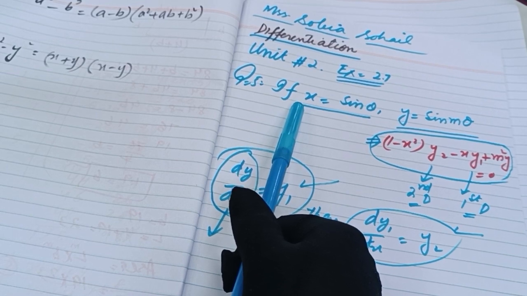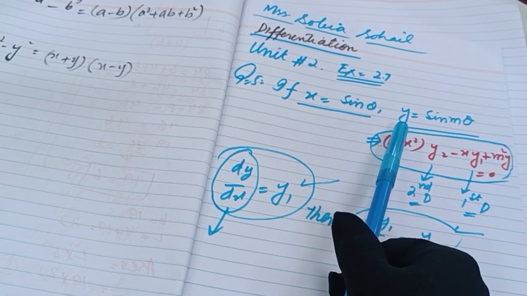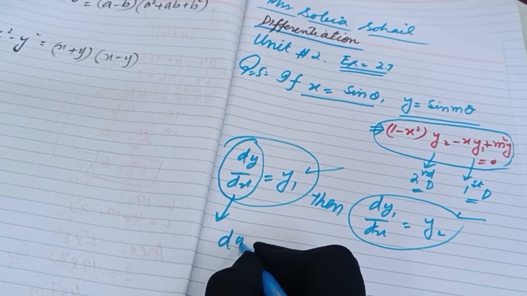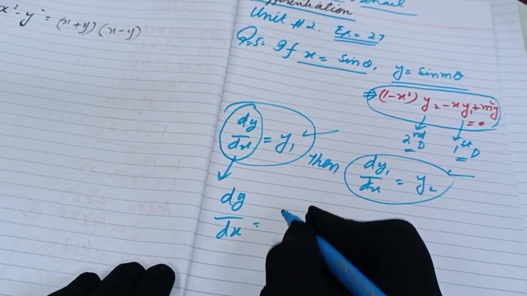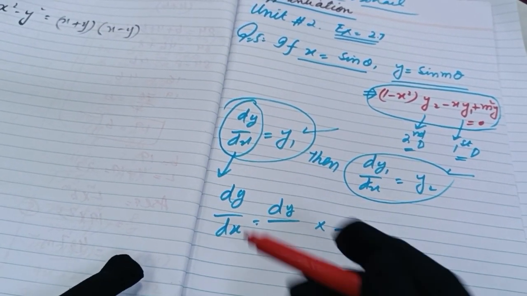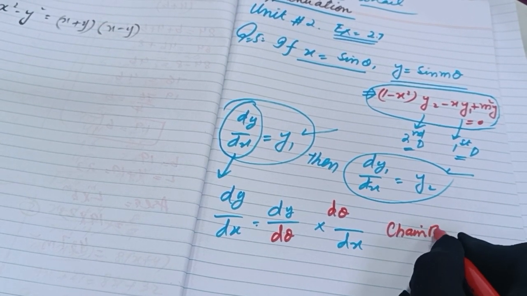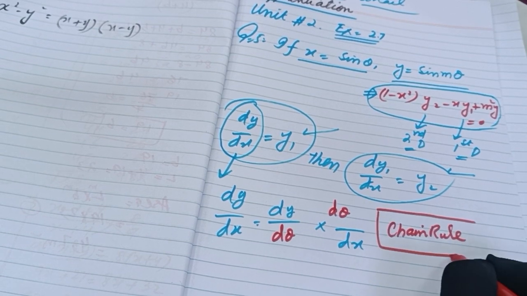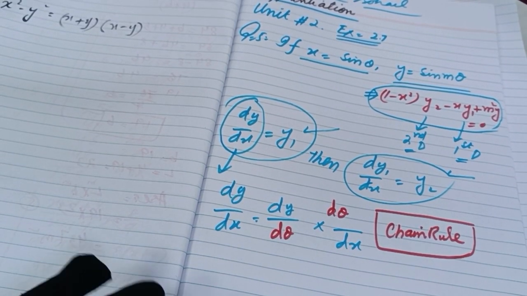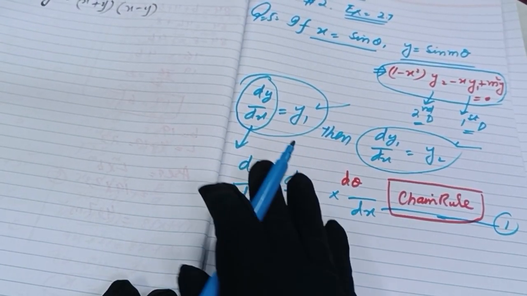Okay, look at this one: x will be differentiated with respect to theta, and y will be differentiated with respect to theta. So dy by dx, if theta is involved, will be dy by d theta into d theta by dx. This will be the required chain rule for this type of question. Let me continue, naming this as equation number 1. Explanation is done.